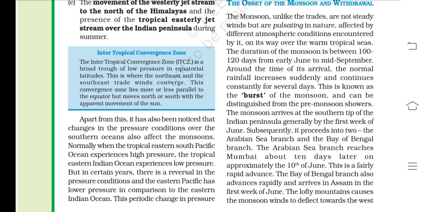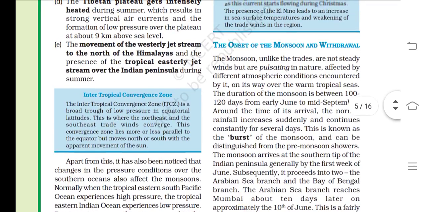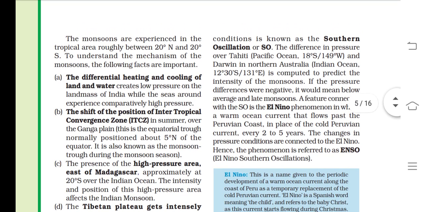Previously, the tropical eastern South Pacific Ocean was experiencing high pressure. But in certain years, it has been comparatively low than the eastern side of the Indian Ocean. This periodic change in pressure conditions is known as the Southern Oscillation, or SO. This difference in pressure is known as Southern Oscillation.